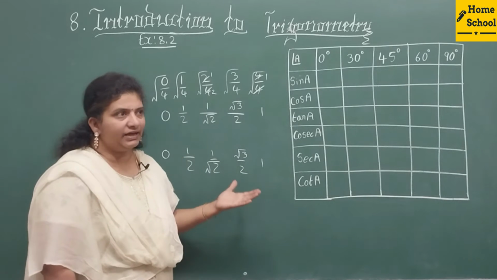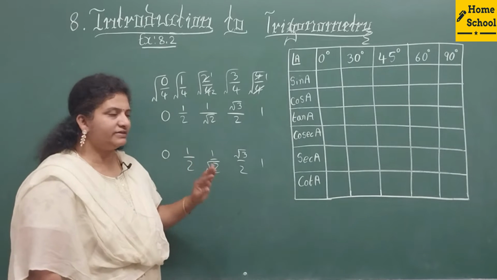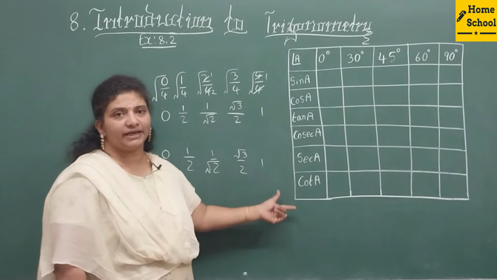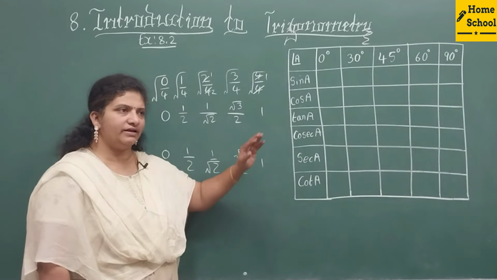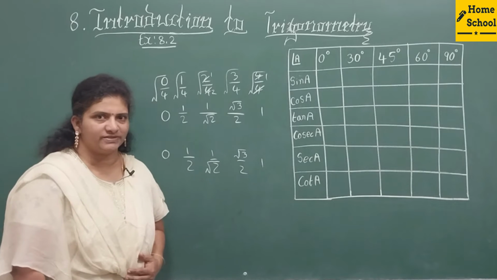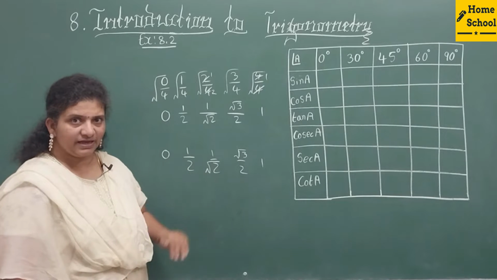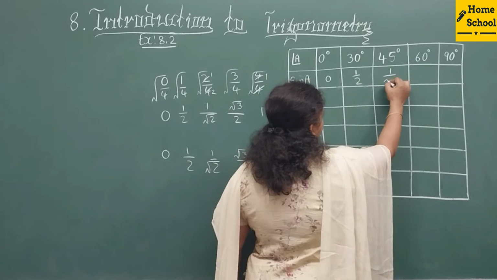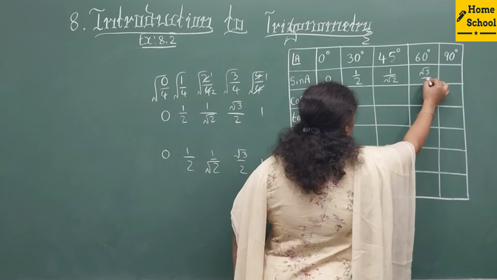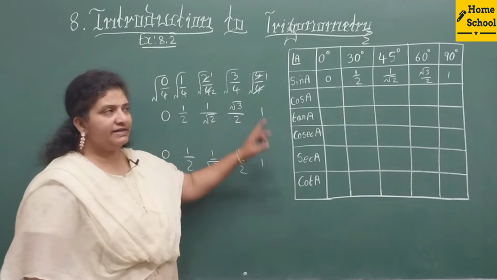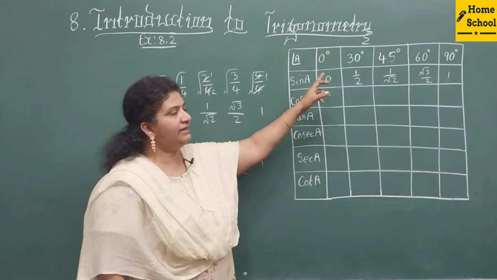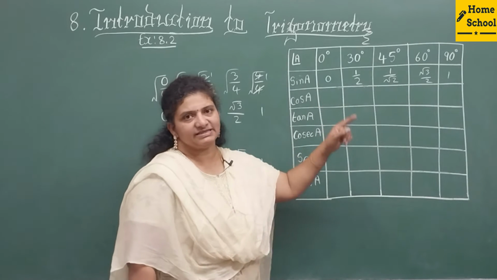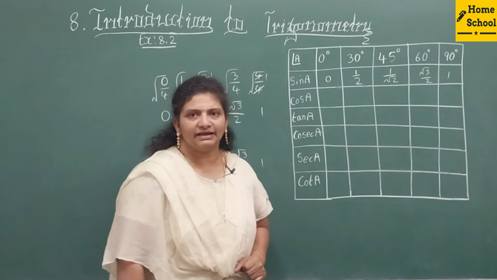If you think you'll forget the table, no matter, just remember this shortcut, only a single line. If you remember this, you can write the table in your rough column in your exam and then directly see the values and solve the problems. So what is your first line? 0, 1 by 2, 1 by root 2, root 3 by 2, 1. Sin 0 value is 0, sin 30 degree value is 1 by 2, sin 45 degree is 1 by root 2, sin 60 degree is root 3 by 2, sin 90 degree is 1.